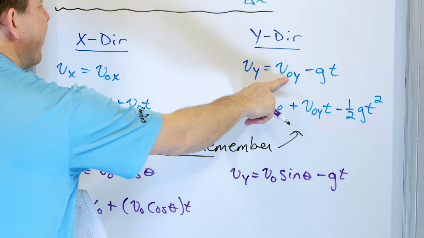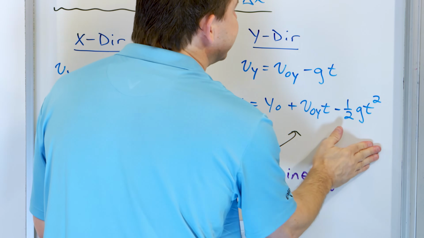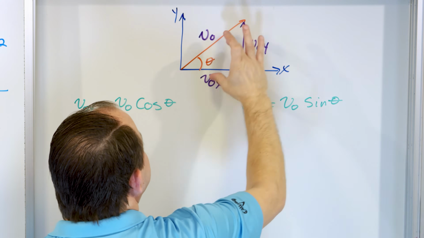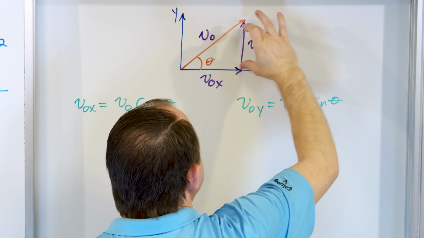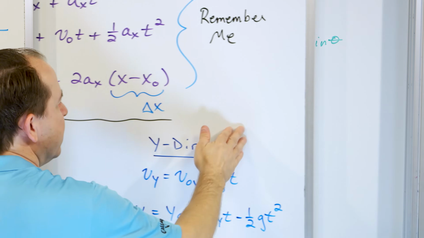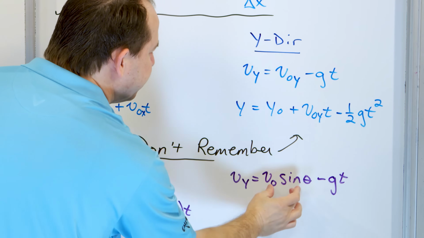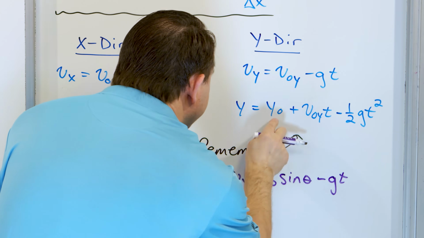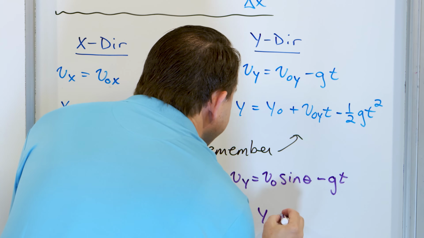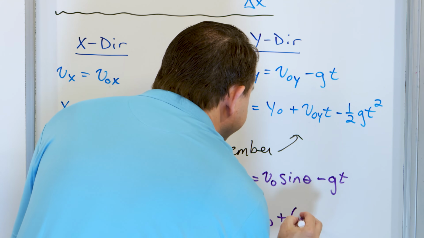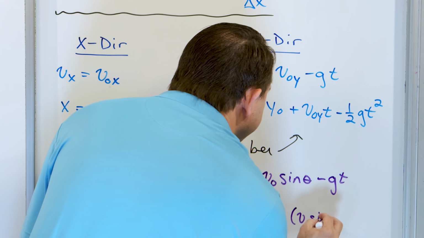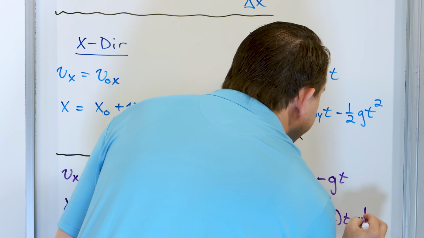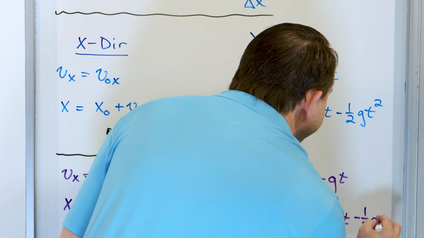We have a y component of the velocity, but if you're acting at some angle, the y component of the velocity is just the total velocity times the sine, which gives you the vertical projection of that. So V naught times sine goes into this position right here, and the rest of the equation stays. Then we have y is equal to y naught plus V naught sine theta t, and then minus 1/2 gt squared.